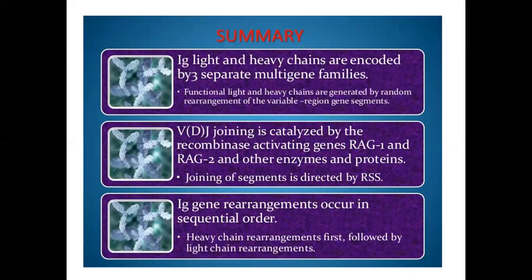Summary of this: immunoglobulin light and heavy chains are encoded by three separate multigene families. Functional light and heavy chains are generated by random rearrangement of the variable region gene segments. Next, VDJ joining is catalyzed by the recombination activating genes, that is RAG1 and RAG2, and other enzymes and proteins. Joining of segments is directed by the RSS, recombination signal sequences. Ig gene rearrangements occur in sequential order: heavy chain rearrangement first, followed by the light chain rearrangement.